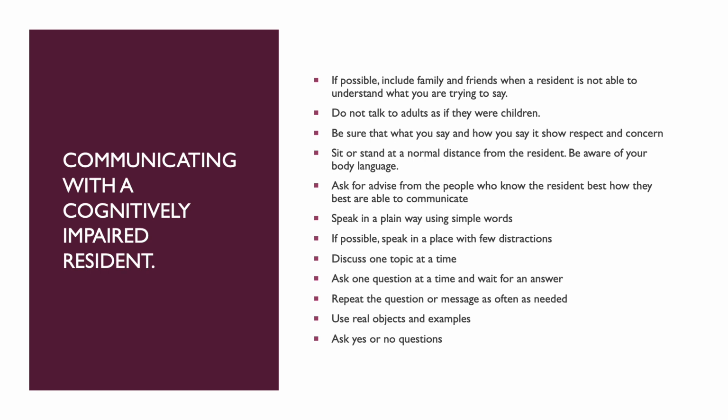So, depending on the level of function, you may or may not need to adjust how you care for somebody with a cognitive impairment. In fact, you probably know several people with different cognitive impairments, and you would never know that that exists within them. So, if possible, include family and friends when a resident is not able to understand what you're trying to say. They may be able to have better ideas and tips and strategies on what works best for them.